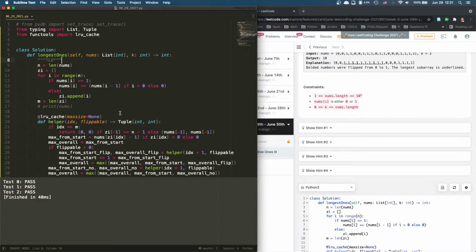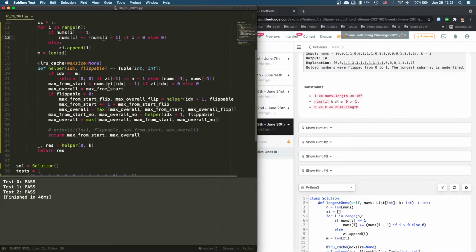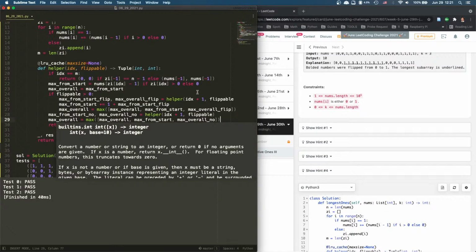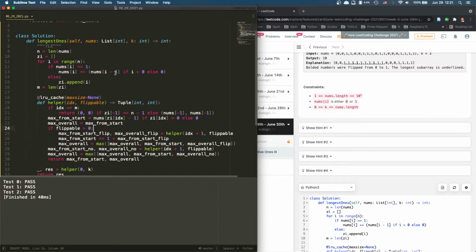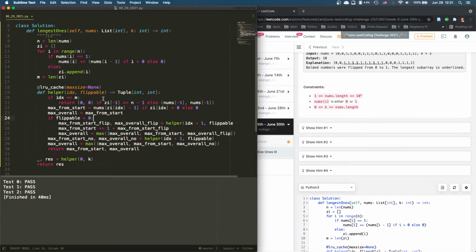How do we make it faster? How do we make it faster? I think maybe this is O(n), that's fine. Is this part now already cached? But it's not sufficient. Right, it's not sufficient.